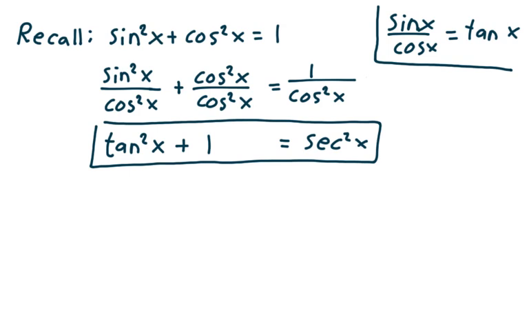Cosine squared x over cosine squared x is 1. So on the left-hand side, we have tangent squared x plus 1. And remember that 1 over cosine squared x is equal to secant squared x. And so that's on the right-hand side. So tangent squared x plus 1 is equal to secant squared x. And we're going to need that.